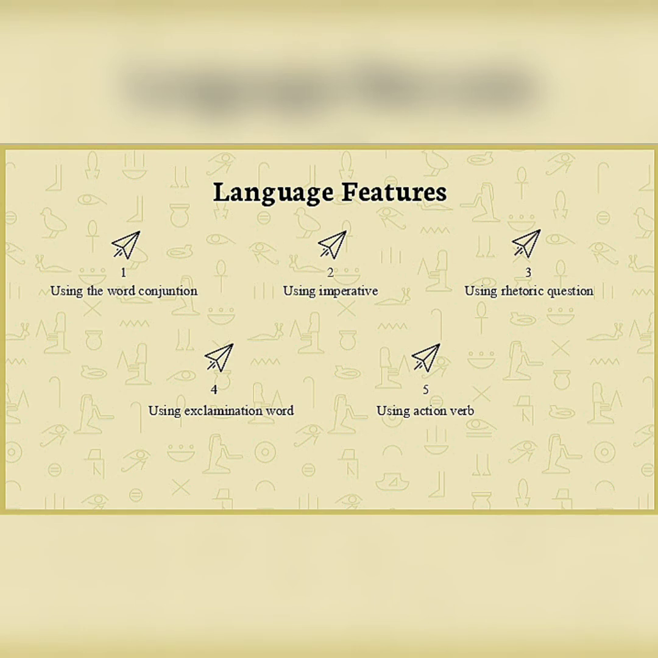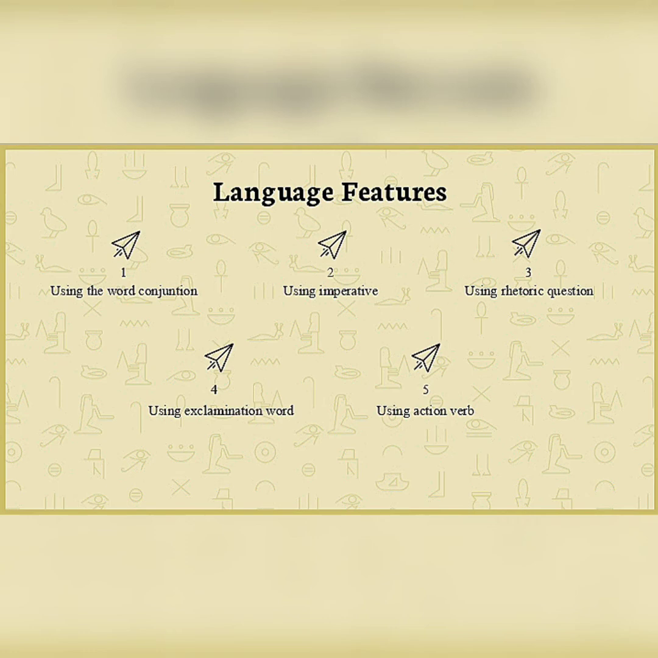And then we discuss language features. Anecdote text usually uses conjunctions. The examples are then, afterwards, before, after, even, while, and so on. And then using imperatives, the examples are listen and let's read the story.